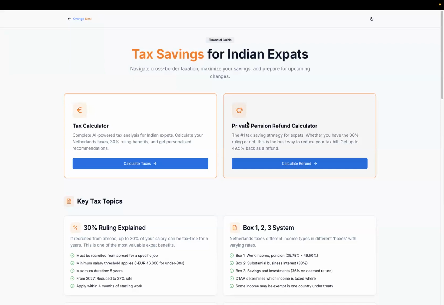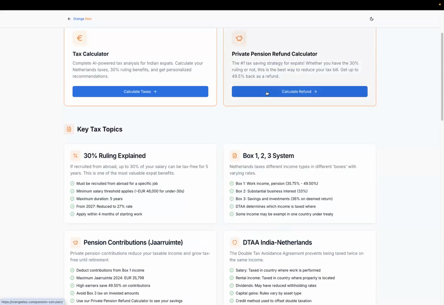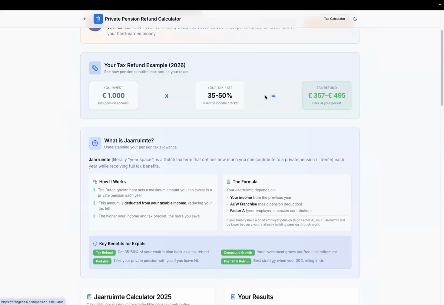So, what are the strategies that you can take to save tax, especially when your 30% ruling ends? Because with 30%, you get a lot of benefits. But once it ends, how can you reduce your tax bill? And we'll see that in action. So, let's go to the private pension calculator.